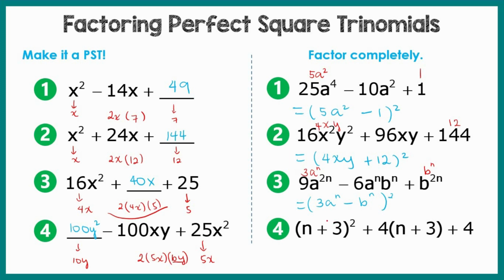And for the last example, we need to treat this one as a single variable. So the square root of this whole thing would be n plus 3. And the square root of 4 is 2. So it's easy. Now to factor this out, you will have n plus 3 plus 2 quantity squared. Or it could be simplified as n plus 3 plus 2, which is n plus 5 squared. Alright? So that's basically how you factor perfect square trinomials.